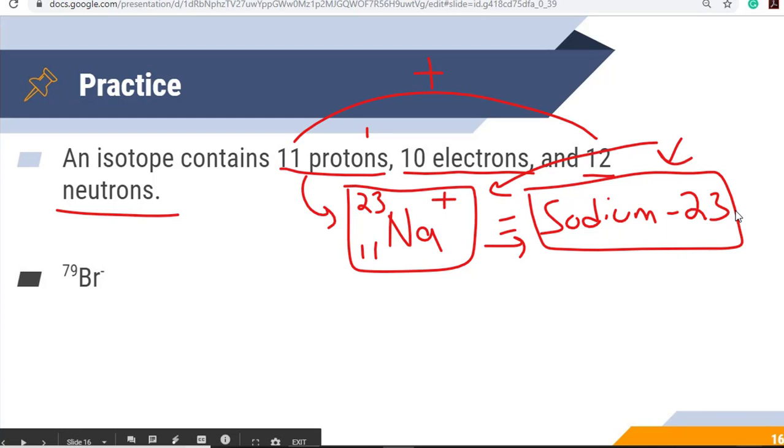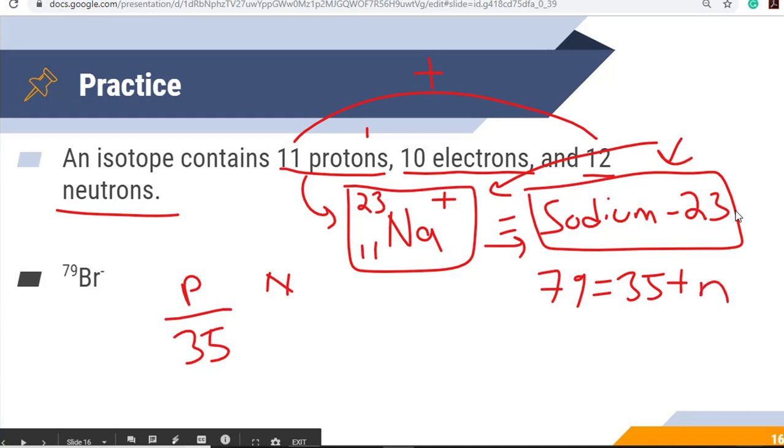We have 79 Br with a minus charge. So let's go ahead and figure this out. So we know we have bromine. Bromine is number 35 on the periodic table, so the number of protons is 35. Neutrons, well, we have our mass number, right? Our mass number is 79. We know the number of protons. We just need to be able to solve for the number of neutrons. Simple enough. We subtract, we get 44 neutrons.